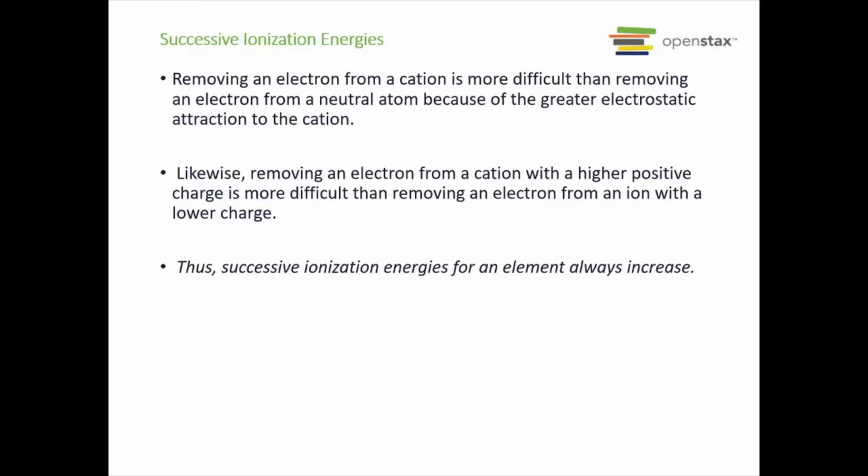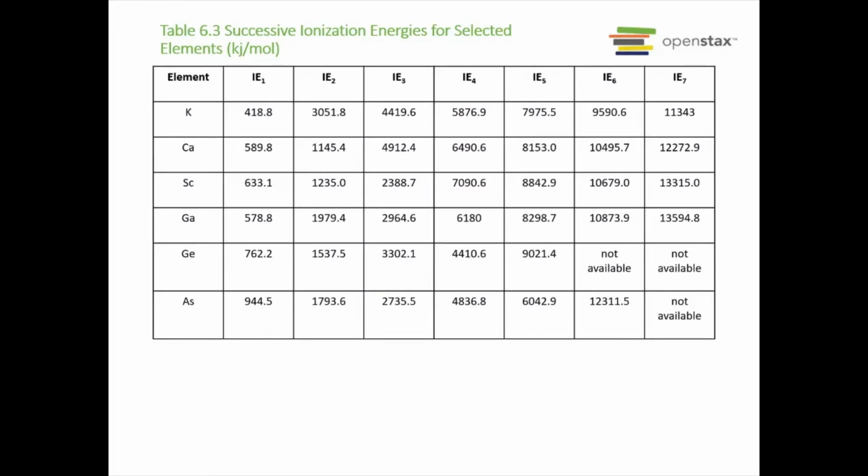So ionization energies for an element always increase as we go from the first to the second to the third and so on. And here's a chart showing you some elements, and you can see for potassium, our first ionization energy is 418.8 kilojoules per mole. Trying to go up to the second one, though, that's a huge jump, up to 3,000, so almost 2,500 kilojoules per mole needed to do that next jump. Calcium, we go from 589.8 to 1145.4. Not too bad, but trying to go up to the third ionization, boom, we've gone up over 3,000 kilojoules.